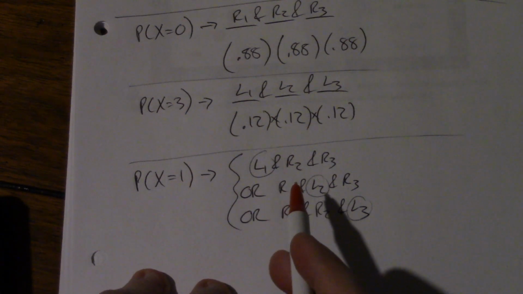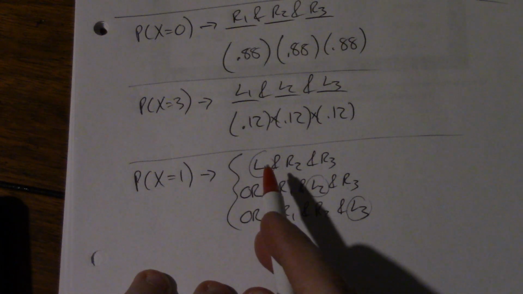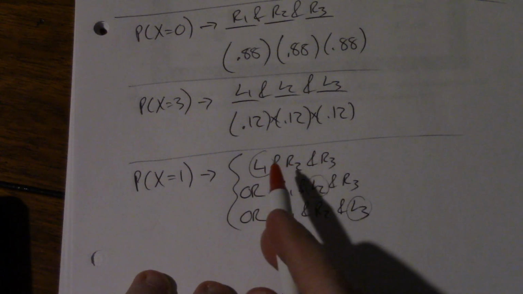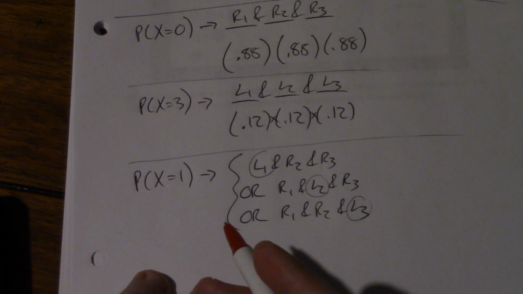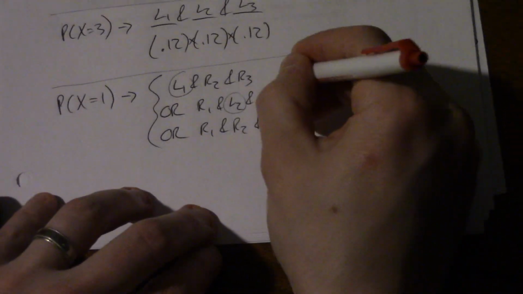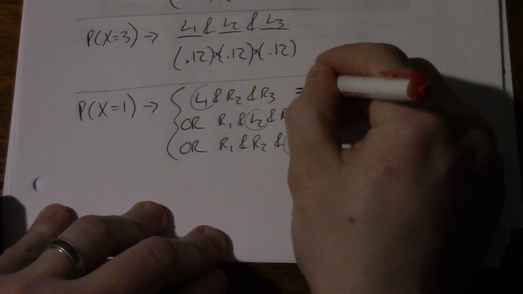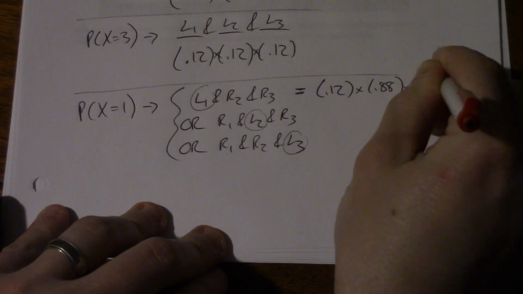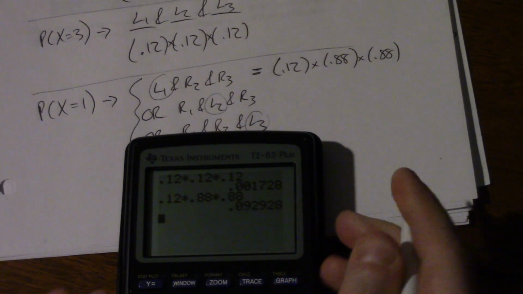And just like in the previous problem, as we find the probability, we'll be using the same numbers, multiplying the same numbers, but in a different order. So when we find 1, we're pretty much done. We can take kind of a shortcut. So let's say that we are interested in this first one, left, right, right. So that's going to be 0.12 times 0.88 times 0.88. So that is 0.092928.